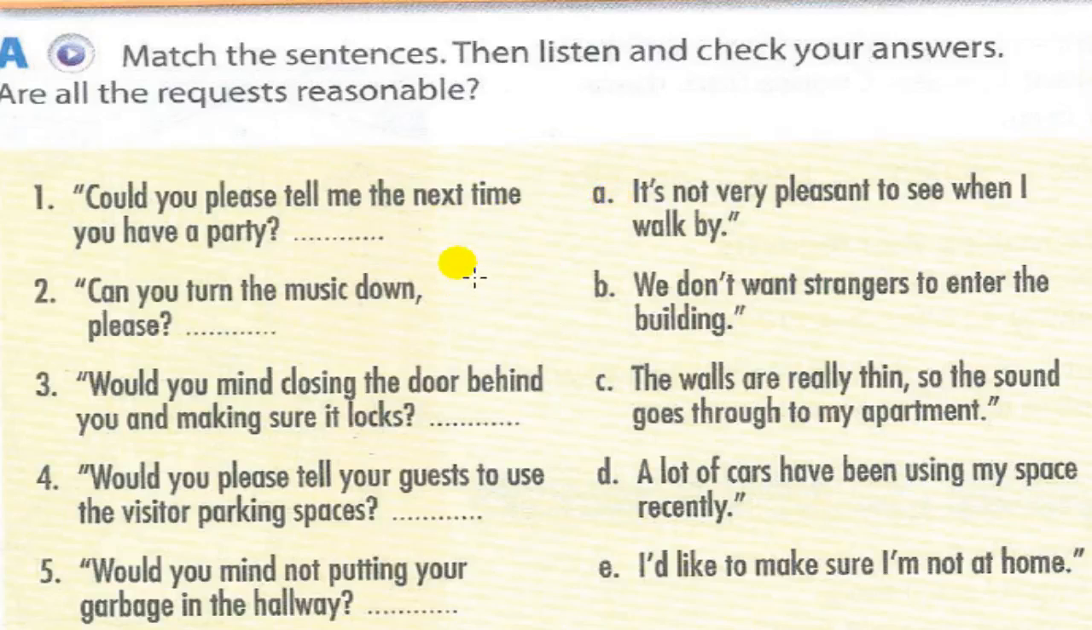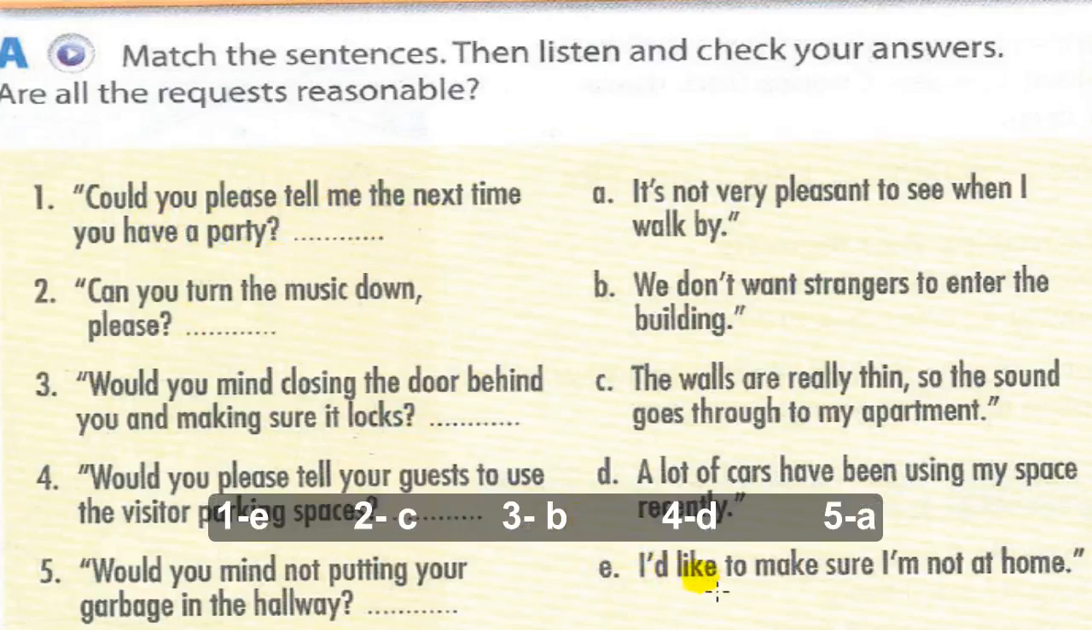So here in this exercise, you match 1, 2, 3, 4, 5 with A, B, C, D, E. Number 1, could you please tell me the next time you have a party? E, I'd like to make sure I'm not at home. So number 1, E. 2, can you turn the music down, please? The walls are really thin, so the sound goes through to my apartment. So this is number 2, C.